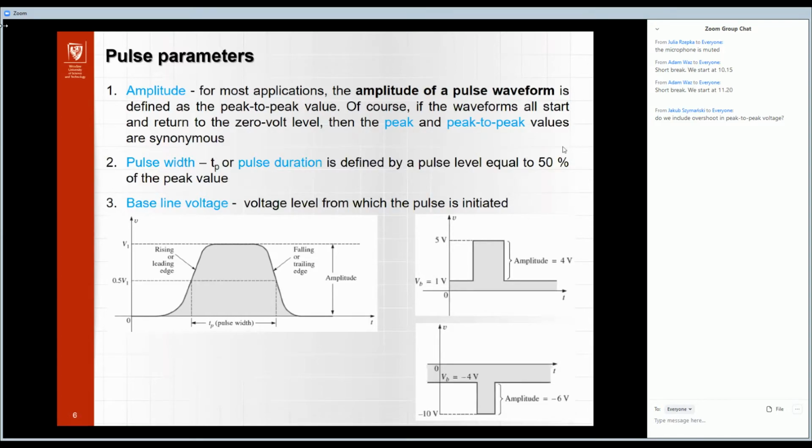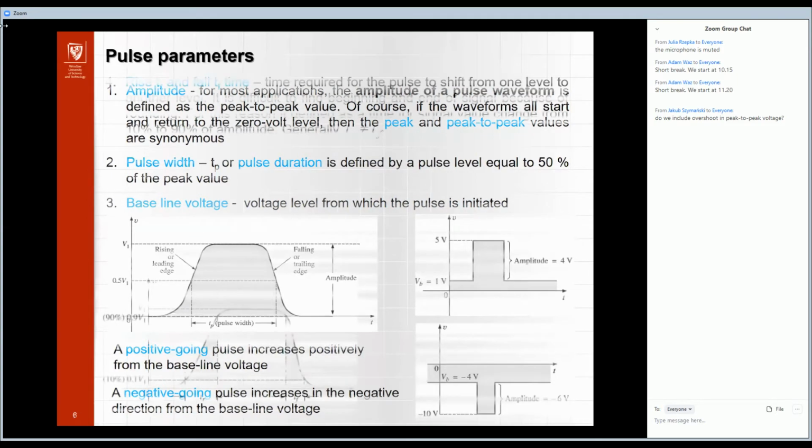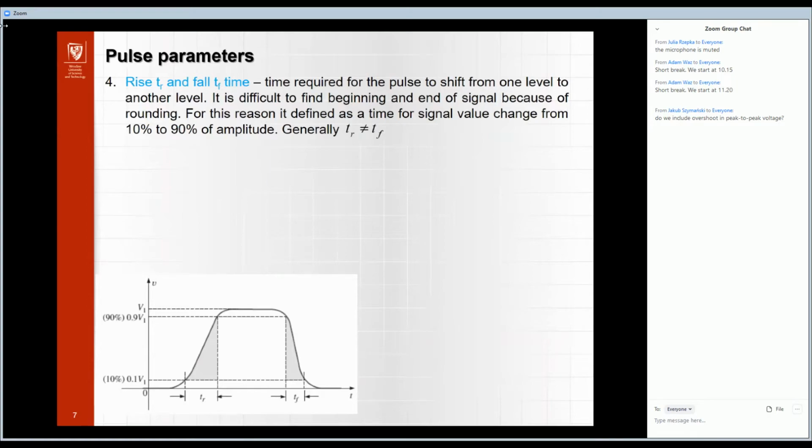So there are questions about the overshoot. I will talk about the overshoot also. Okay, so in this picture we have the minus 4 volt base and amplitude. Okay, and we have the positive-going pulse. Positive-going pulse means going from the base in the increasing direction, and negative-going means from the base in the negative direction. Okay, and so now we can define the rise and fall time.